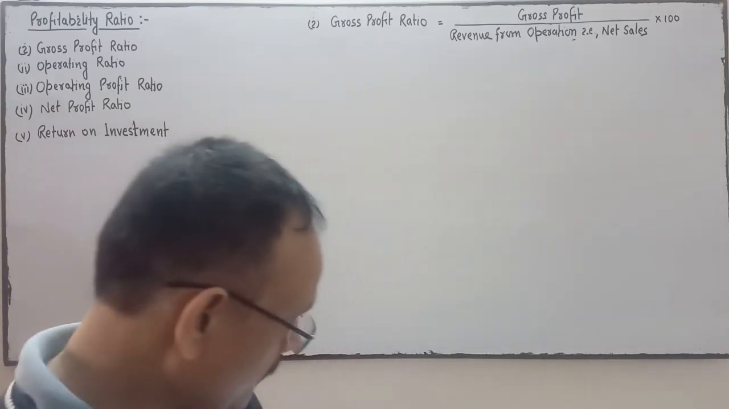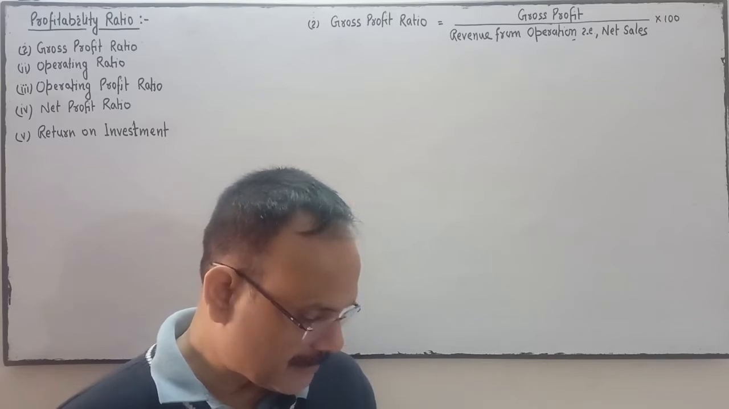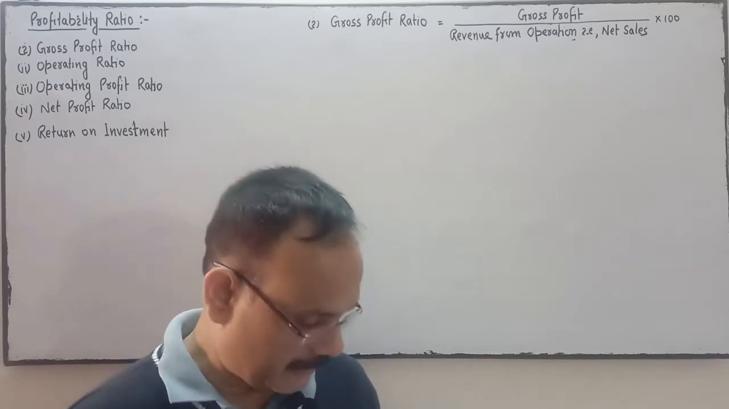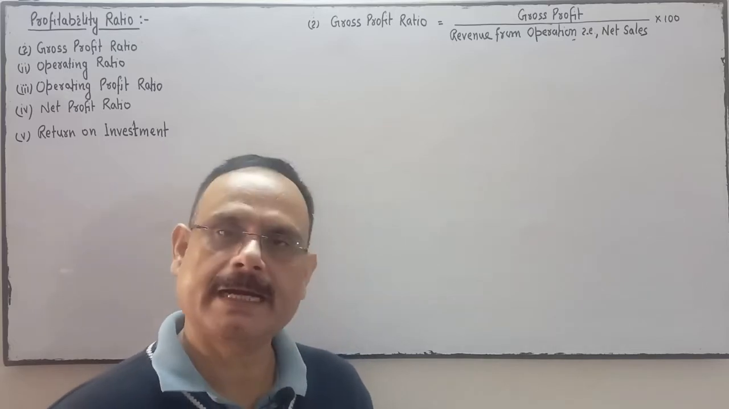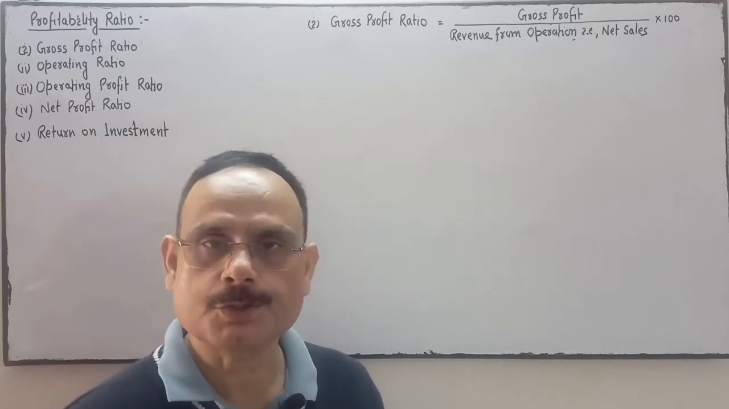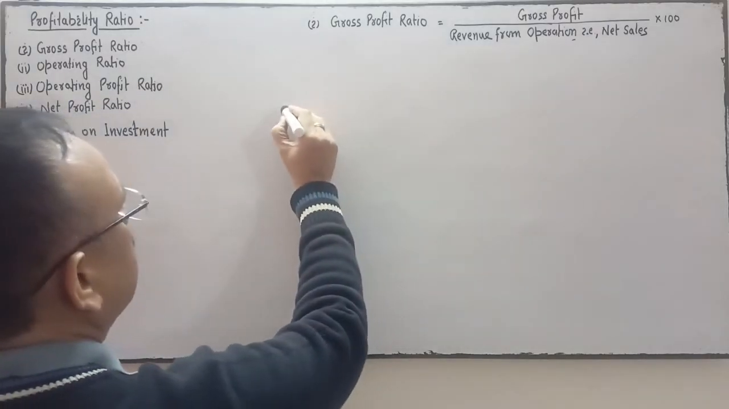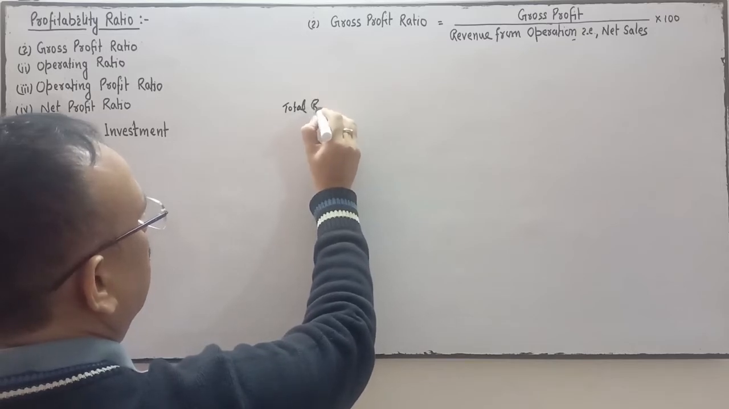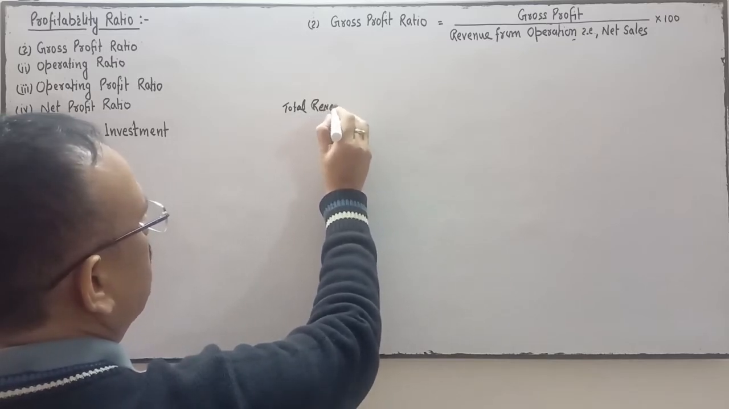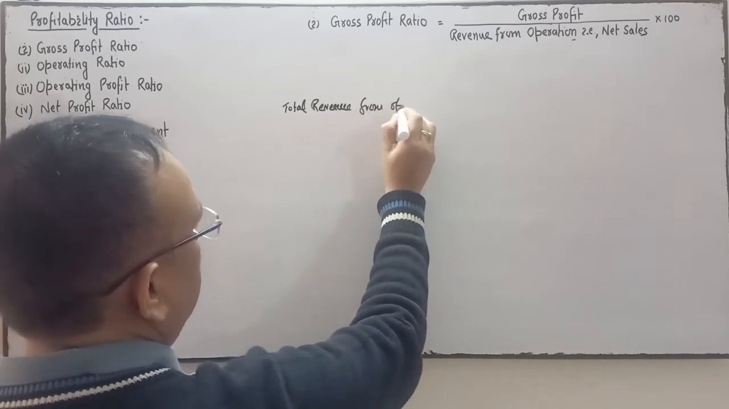So first of all, the last one is the ratio of cash revenue from operation and credit revenue from operation, which is 1:4. So on the basis of that, first of all, we will calculate the total revenue from operation.